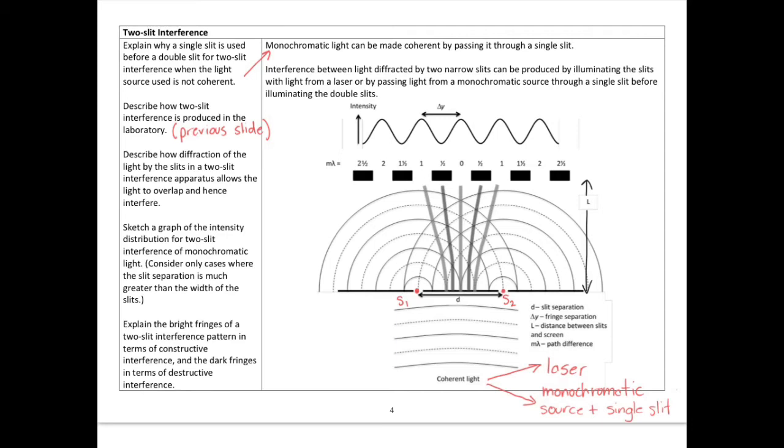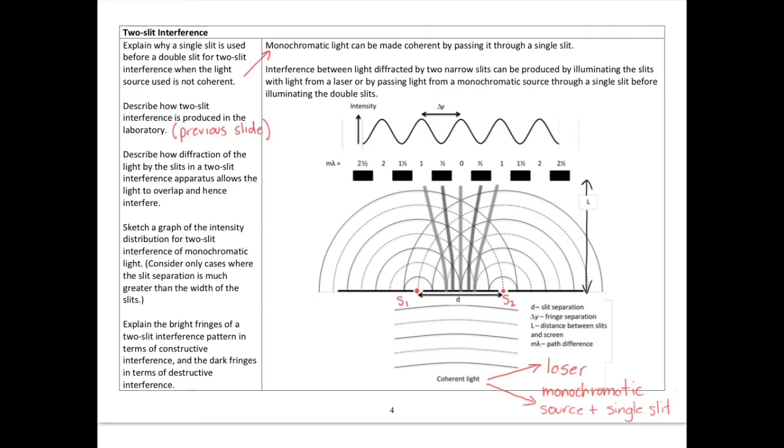So that's, in a sense, what it looks like. You saw that on the previous slide. If we were to draw a graph of intensity of the light versus this distance as we go along, we'd call the distance between two peaks, or two areas of constructive interference, or two areas of destructive interference, delta y. These things are all defined down here. We would see high intensity, low intensity, high intensity, low intensity, high intensity, and so on. So that's basically sketching a graph of the intensity distribution for two slit interference of monochromatic light.